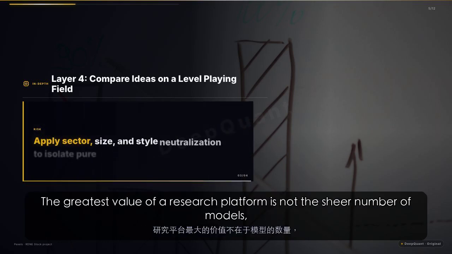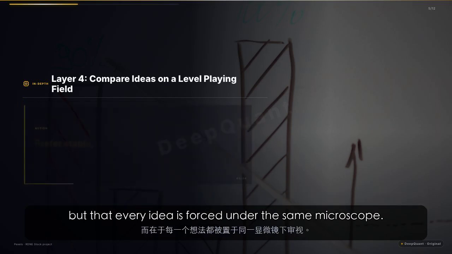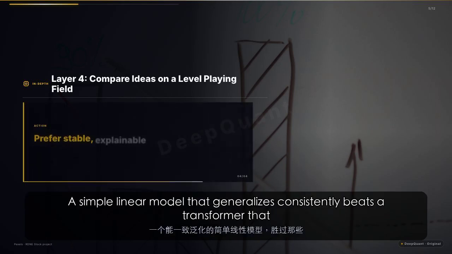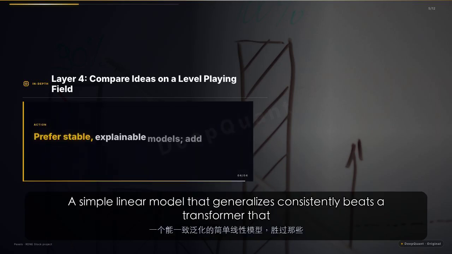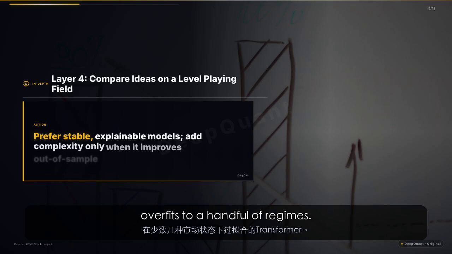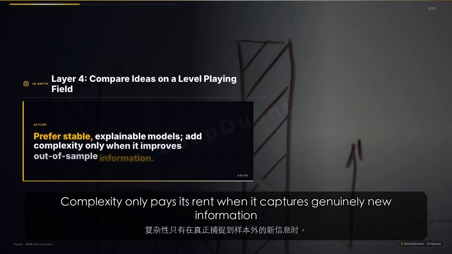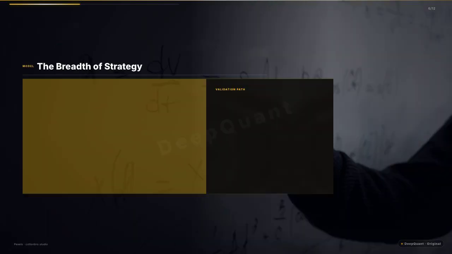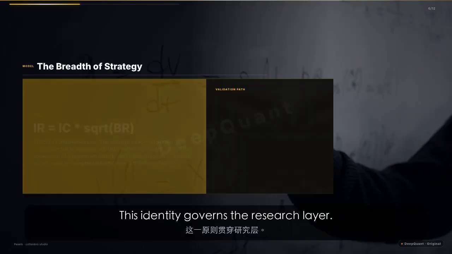The greatest value of a research platform is not the sheer number of models, but that every idea is forced under the same microscope. A simple linear model that generalizes consistently beats a transformer that overfits to a handful of regimes. Complexity only pays its rent when it captures genuinely new information out of sample. This identity governs the research layer.